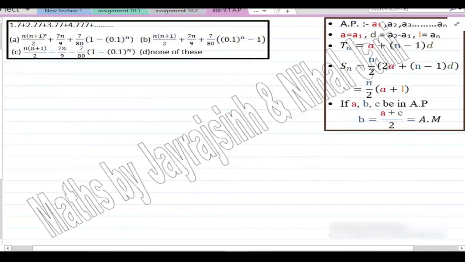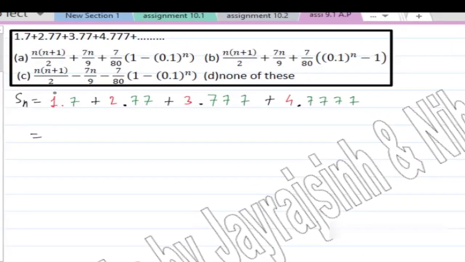Ta-da! Here we have one interesting question. You have to find 1.7 plus 2.77 plus 3.777 plus 4.7777 and so on. So let's call it Sn because it is the summation of n terms. So our Sn is actually 1.7, 2.77, 3.777 and 4.7777. Now here you can see we have 1, 2, 3, 4, which is n natural numbers, and we have 0.7, 0.77, 0.777, right? So let's split the terms.